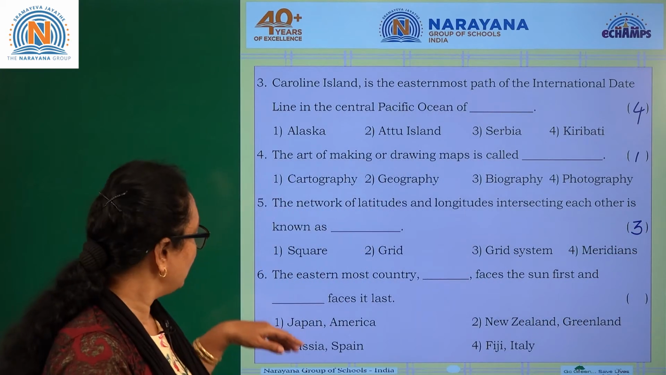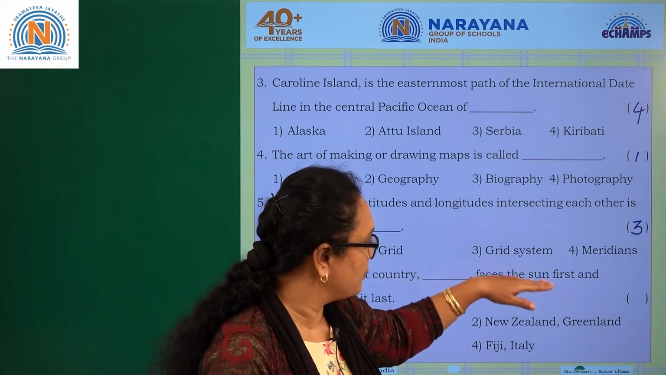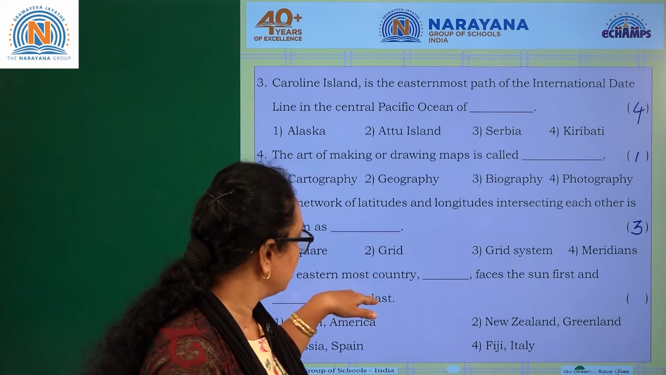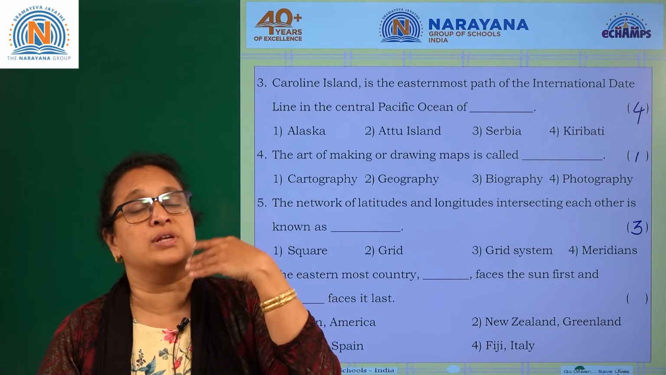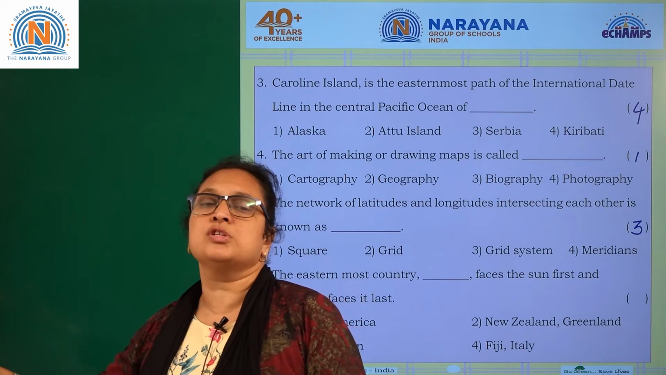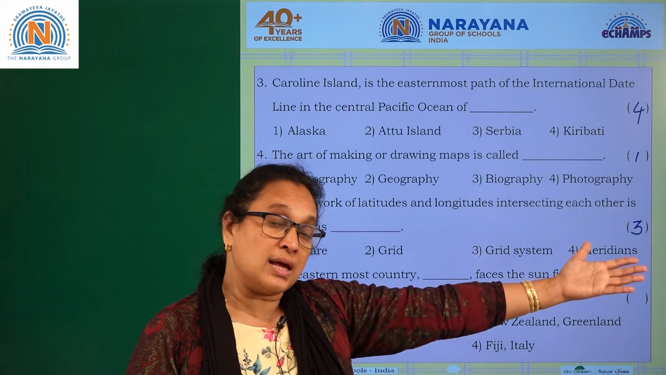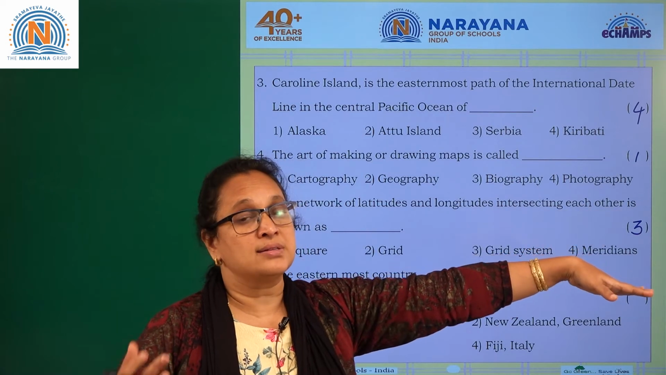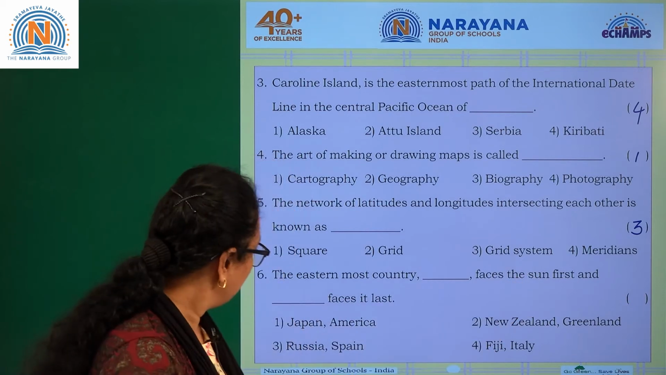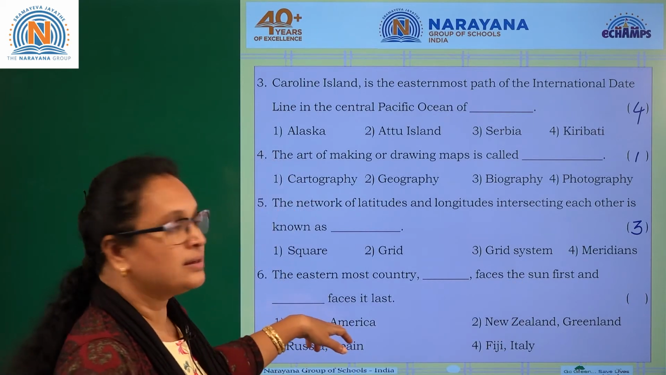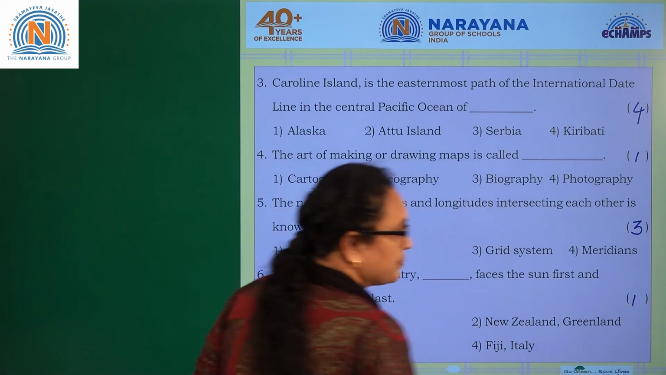Let's go for the 6th one. The easternmost country dash faces the sun first and dash faces it last. So which is the eastern part of the country which faces the sun first, and which is the westernmost part of the country which faces the sunset last. So sun rises in Japan and sunset last in America, right? So let's see Japan and America. So 1 is the answer. Clear, children?